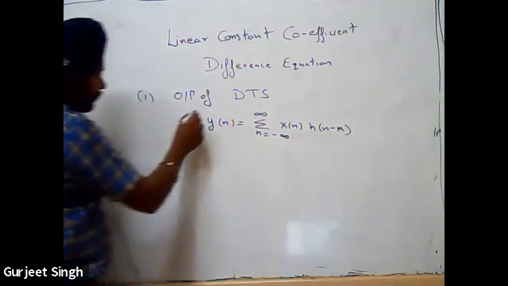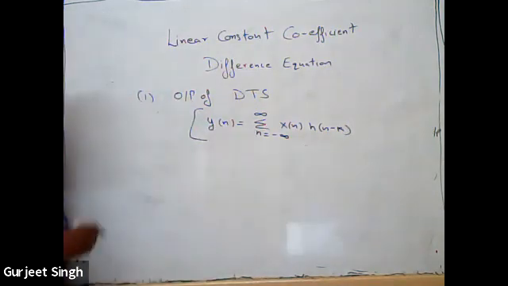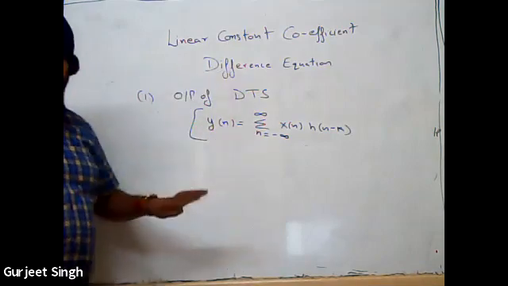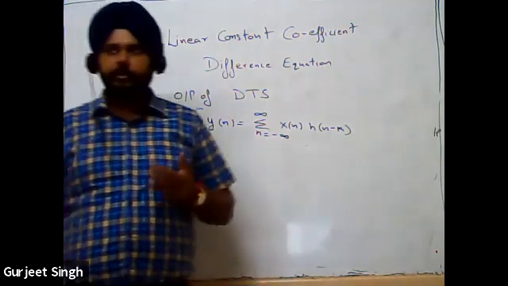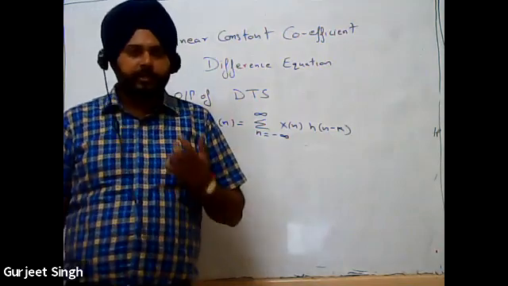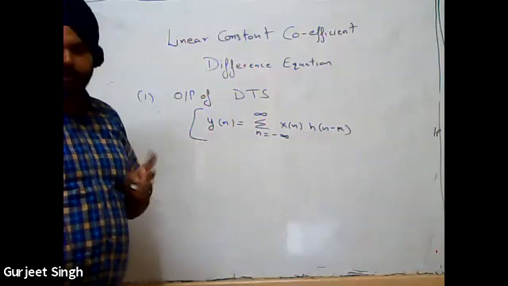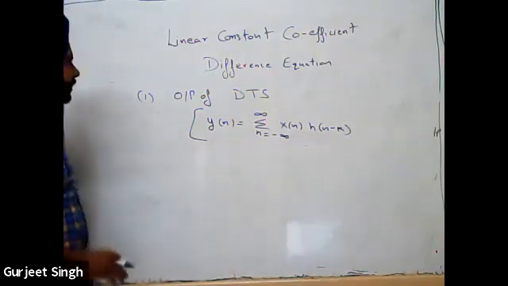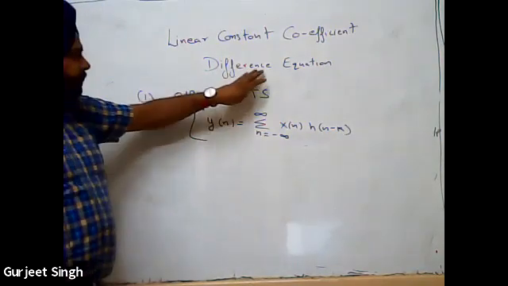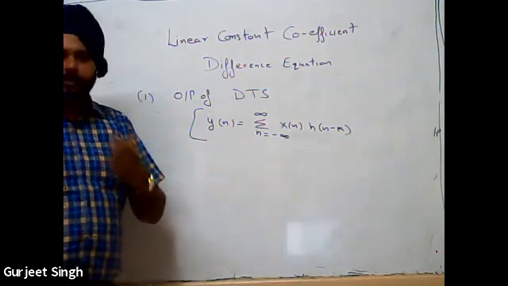From this equation, this output of the discrete time system, we will derive the difference equation. And where we are using this difference equation, it is used to design filters, digital filters. Basically, we are using this difference equation in designing of the digital filter.